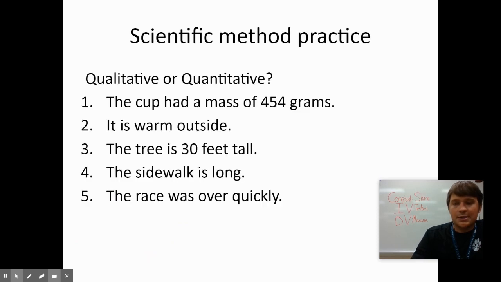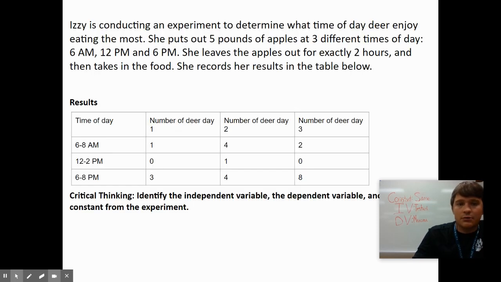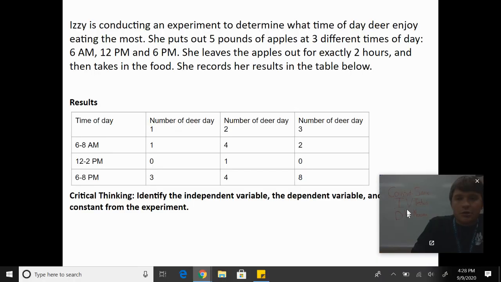All right, so a couple examples here. I'm just going to go through these very quickly. If it has a number in it, it's going to be quantitative. If it does not, in this case, or for the most part, it's going to be qualitative. First one, quantitative. Second, qualitative. Third, quantitative. 4 and 5, qualitative. Very good. And here we go.